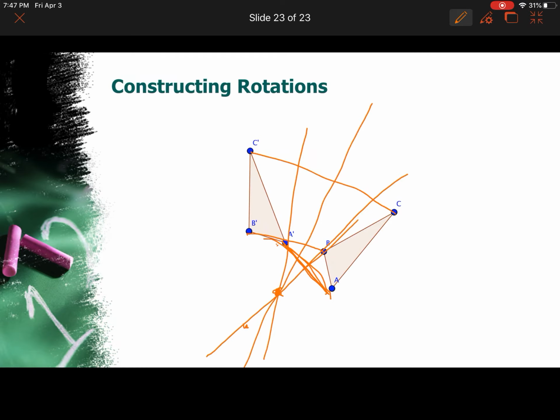And now when I want to know what the actual rotation was, I could measure A, the center, we'll call it O, A prime, whatever that is, that would be the angle of rotation. Or I could do B prime and measure that angle. You would just use a protractor to measure that angle, and that would tell you what that rotation was. But we can find the center of rotation by going through the perpendicular bisectors.